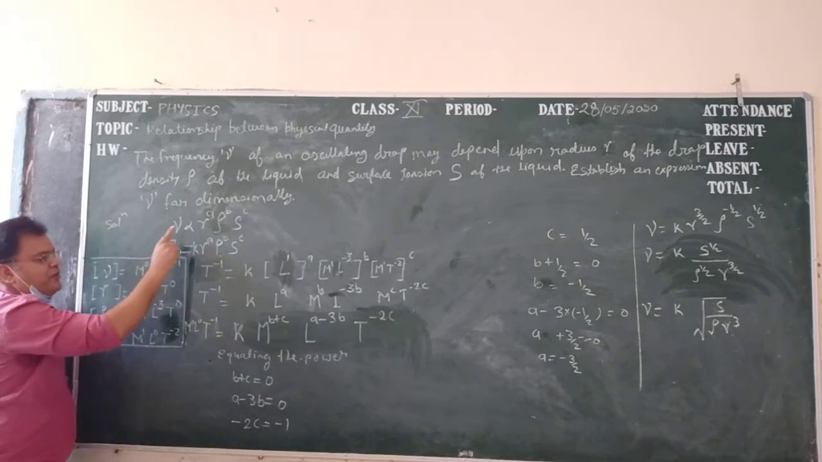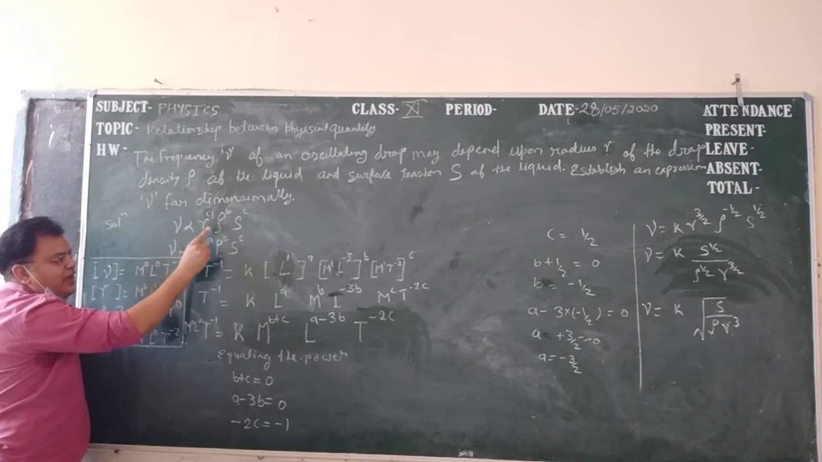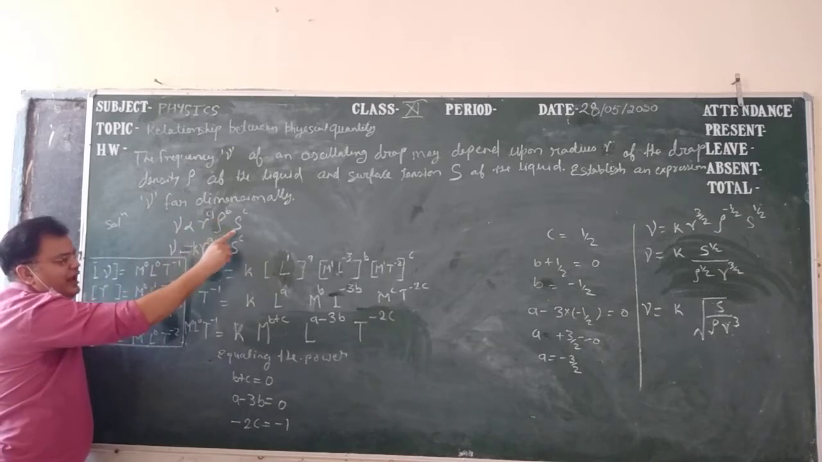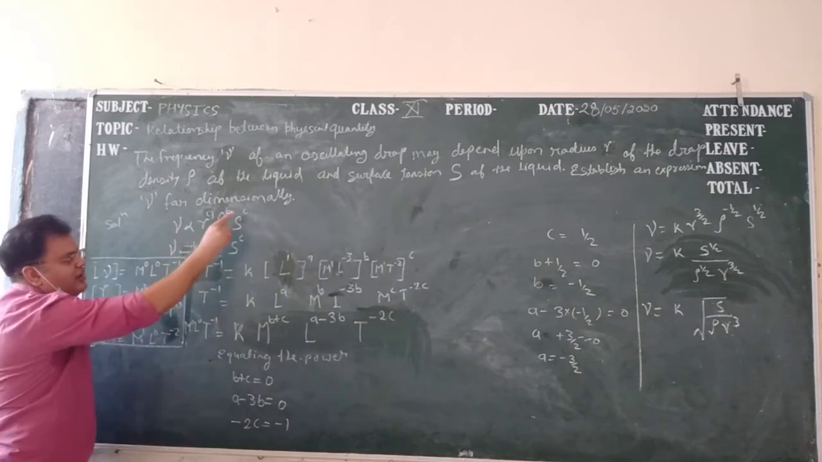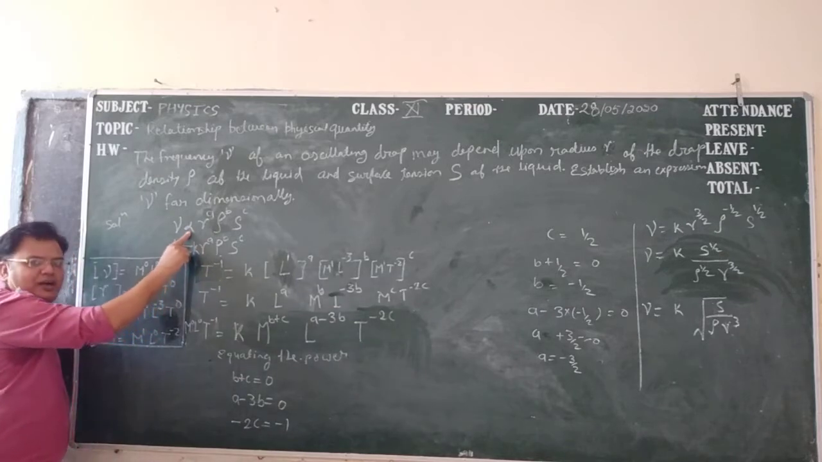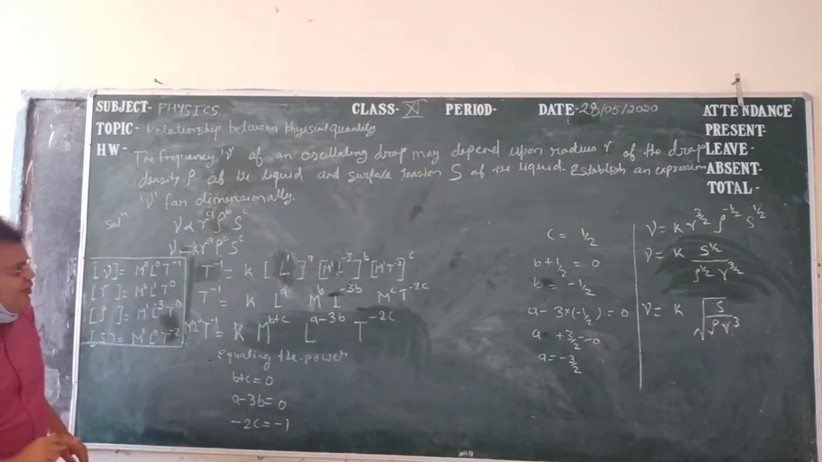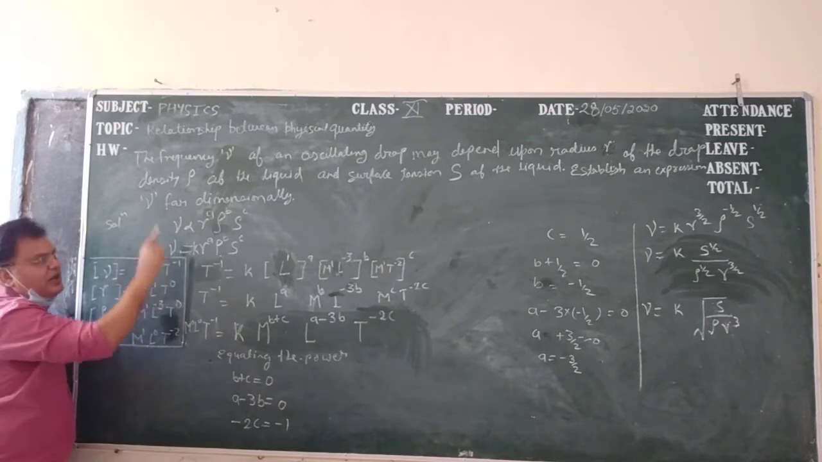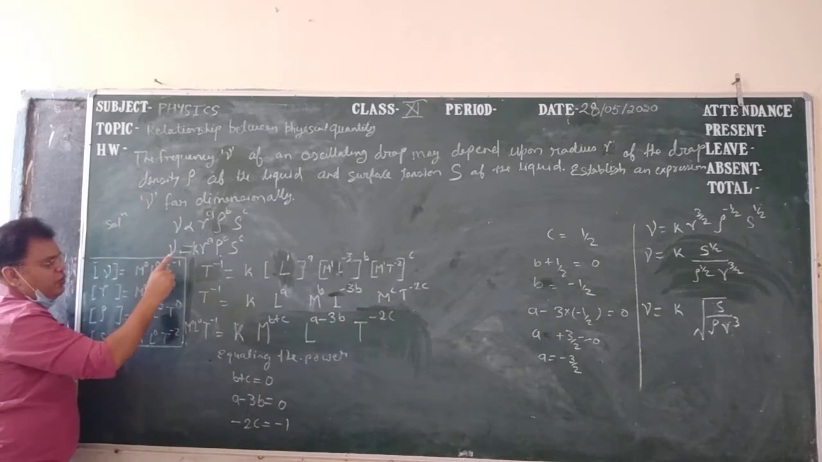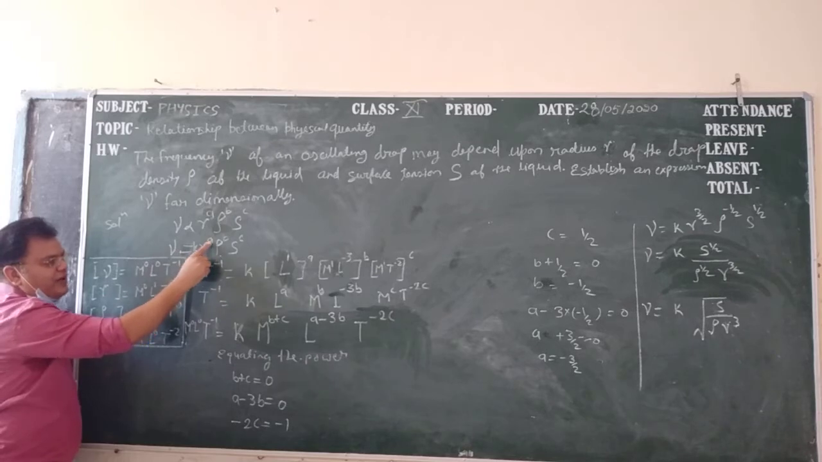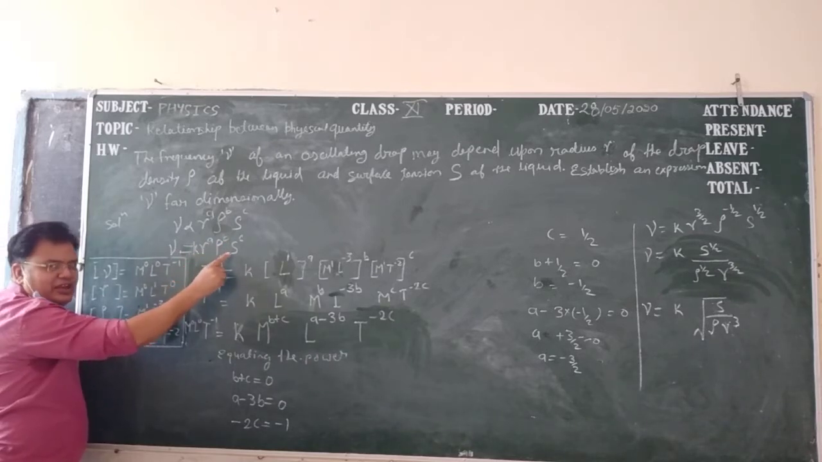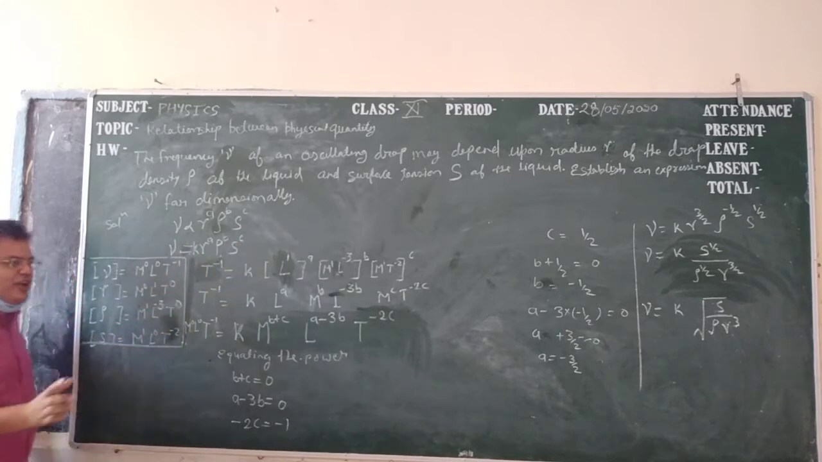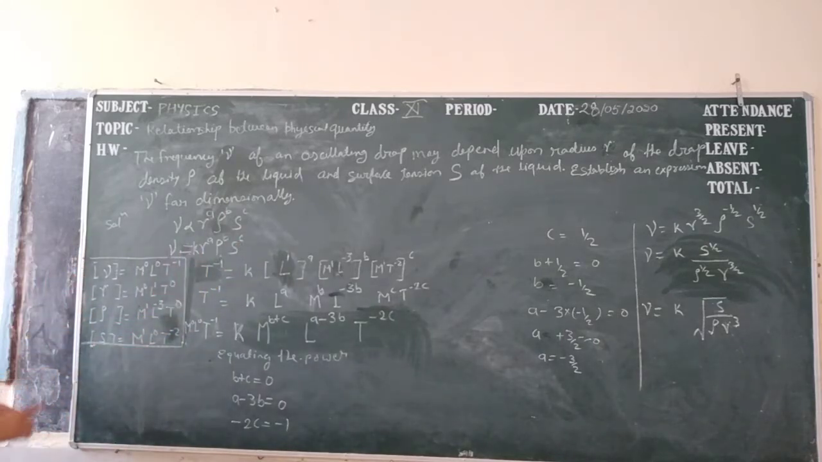We put the powers: R to the power a, rho to the power b, and surface tension S to the power c. When we remove the proportionality sign, we must write a constant. Then nu, the frequency of the oscillating drop, equals K R to the power a, rho to the power b, S to the power c. First we have to write the dimensions.